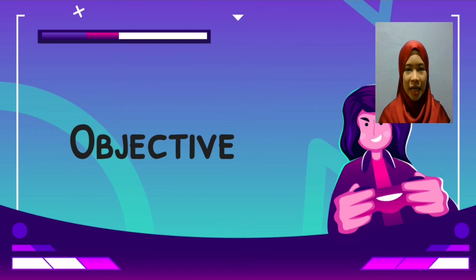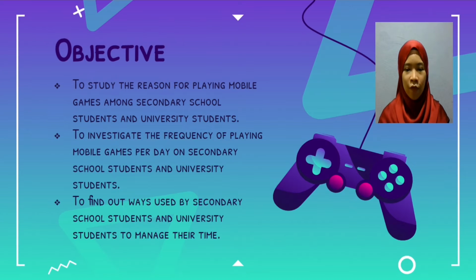Now I want to present about the objective of our study. The first objective is to study the reason for playing mobile games among secondary school students and university students. Second, to investigate the frequency of playing mobile games per day on secondary school students and university students. And lastly, to find out ways used by secondary school students and university students to manage their time.